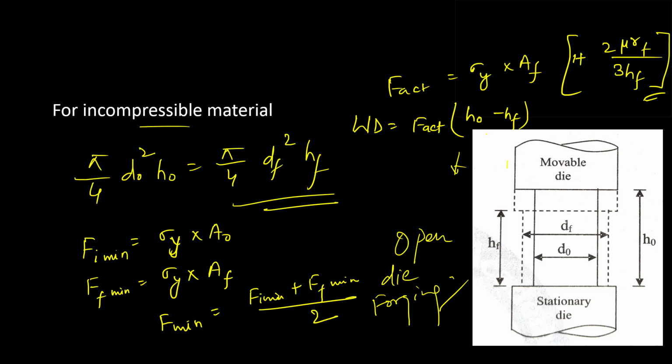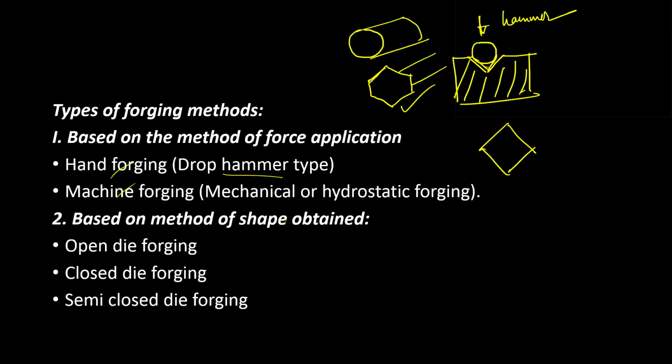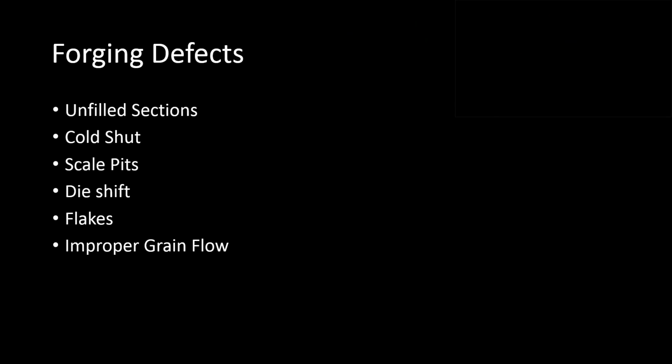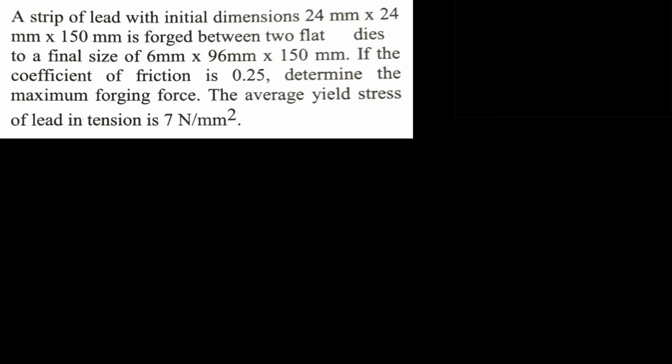Okay, so I think we have completed our talks, and one question is given. A strip of lead with initial dimensions given, this is the cross sectional area into height, is forced between two flat dies to a final dimension. This is the final dimension. Okay, this is 150.